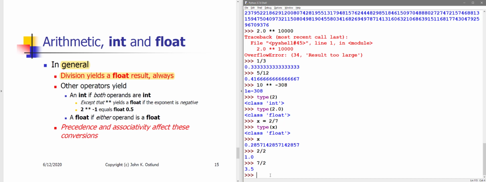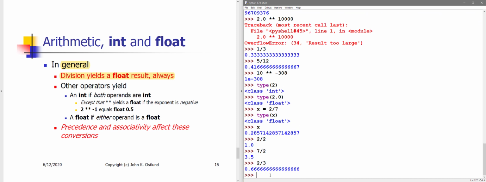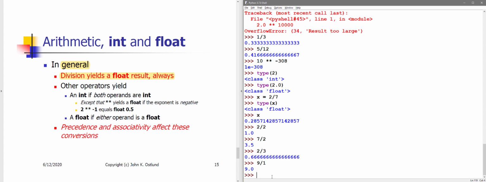7/2 is 3.5. 2/3 is 0.666, etc., etc. Notice that in this case, the last digit shows as a 6. It's not being rounded up to 7. And in fact, even if I divide by 1, if I say 9 divided by 1, that is going to give me a float result, 9.0.